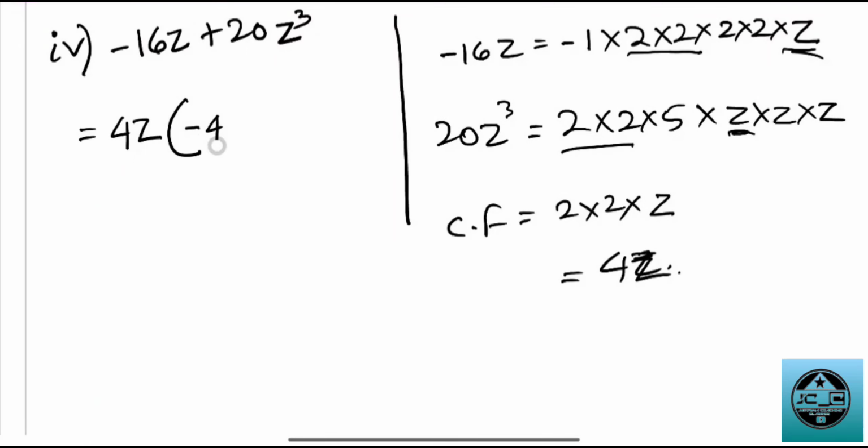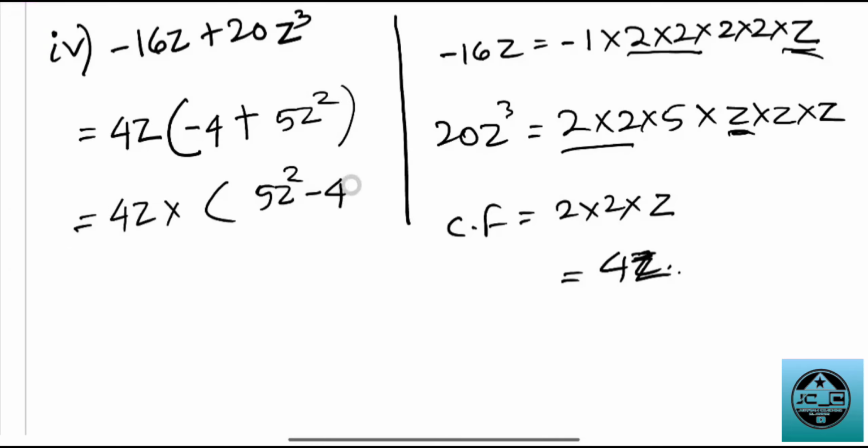Plus, if you take 4z out of 20z cube, then 5z square remains. Clear? So it is 4z into 5z square minus 4. So it is the final answer: 4z into 5z square minus 4. Clear? It is done. Now let's move to the fifth one, B.